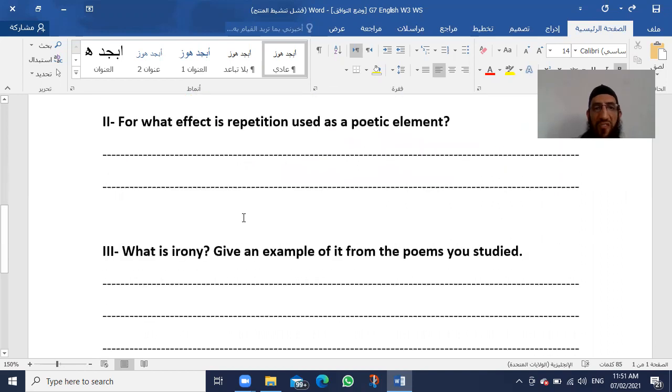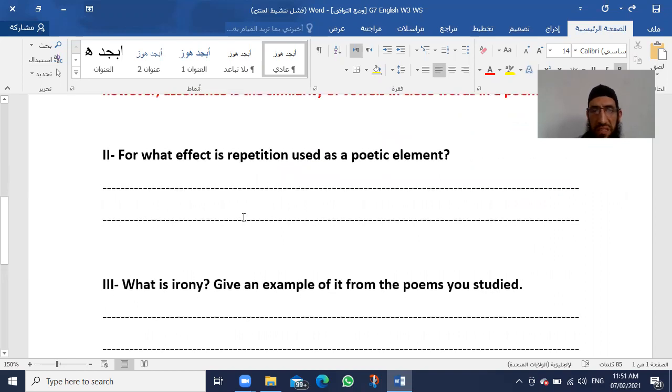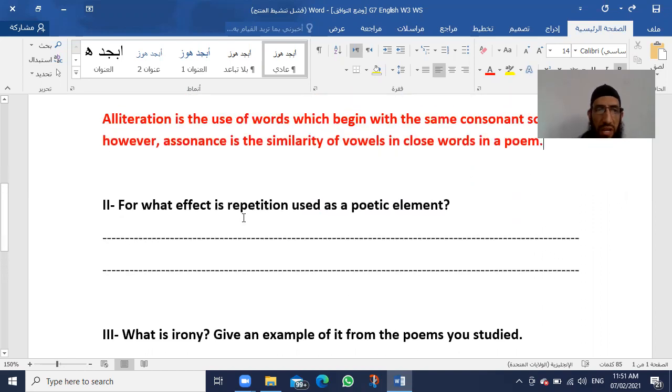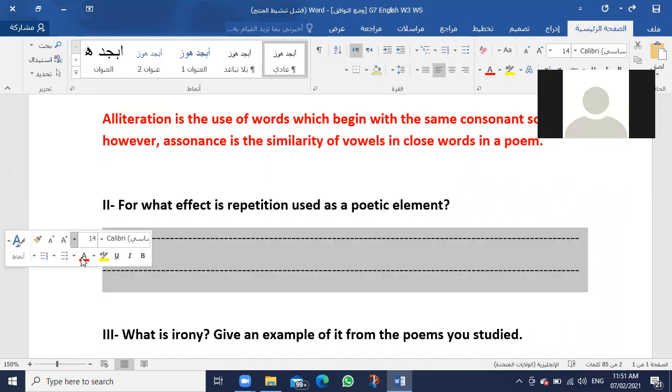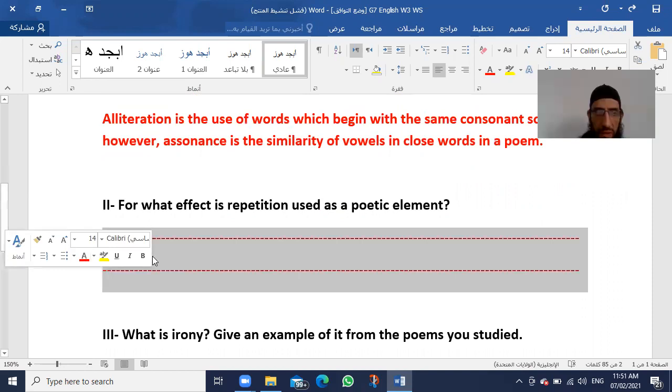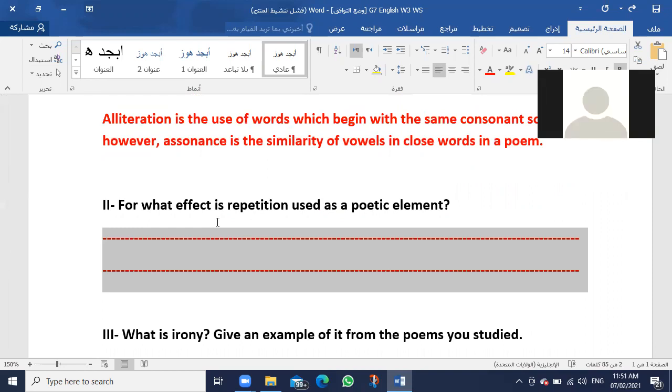The second, for what effect is repetition used as a poetic element? Yusuf, can you answer this question? Is your connection okay? Who can answer this question, guys? I can answer it. Yes, go ahead, Yasin, thank you. For what effect is repetition used as a poetic element? It is used for emphasis. Bravo, thank you very much.